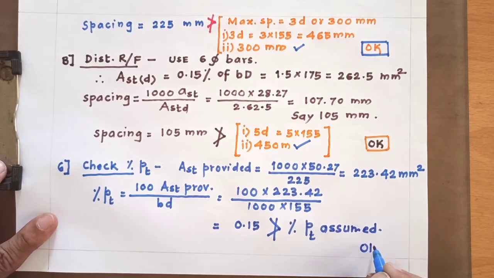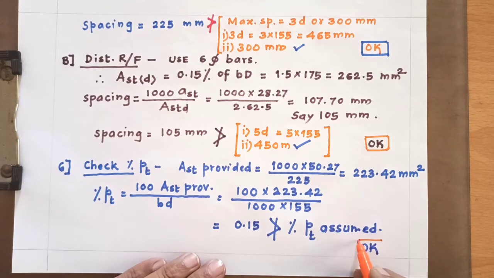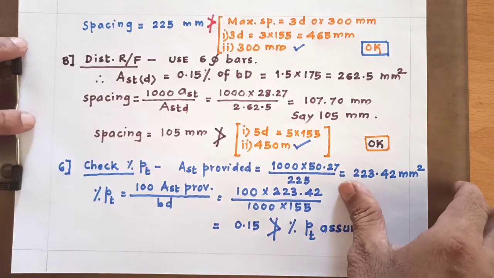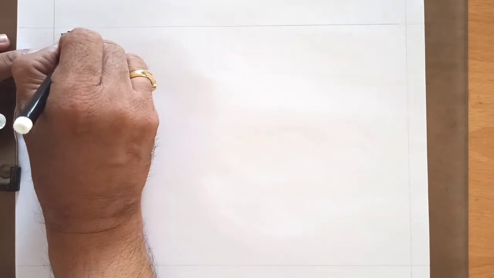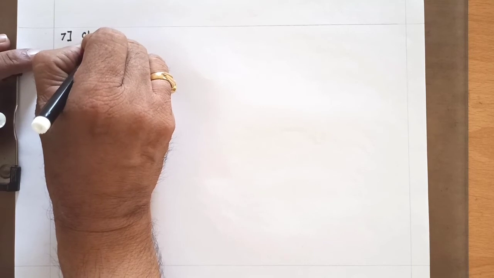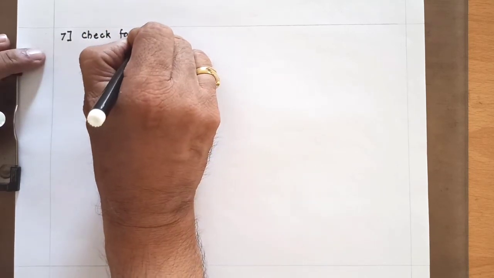Therefore, it is okay. This is one of the important steps in this, because we have assumed percentage PT. So if you have assumed it, you have to check whether it is proper or not. Our assumption is definitely correct. Okay, check for development length.